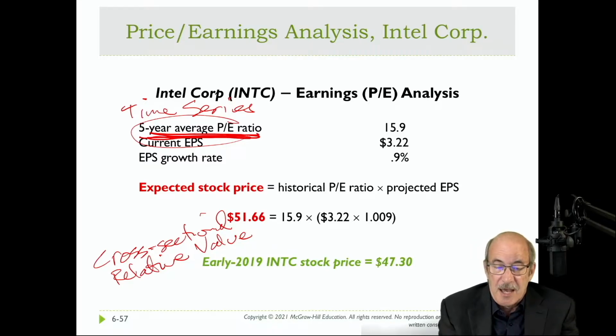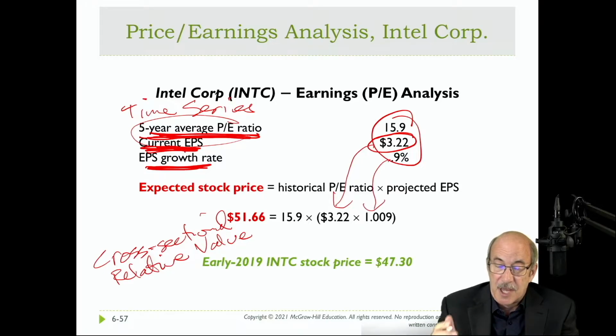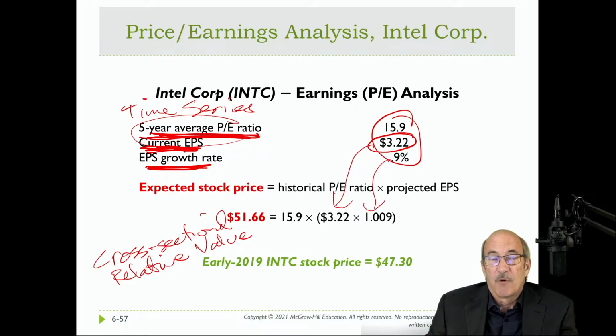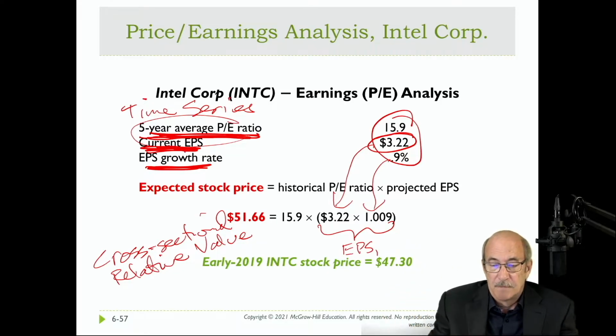So they take that 5-year average, they look at the current EPS, and then they estimate a growth rate of EPS. So we've got a little under 1% growth rate. We've got a current EPS of $3.22. So we plug that in, and we grow it at that 0.9% for 1 year. That becomes our EPS at time one period out.